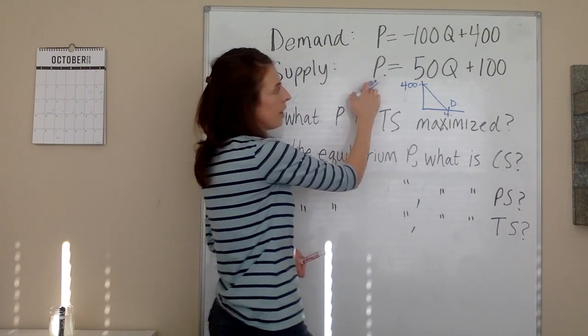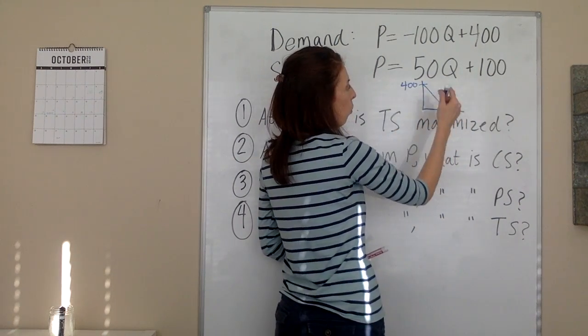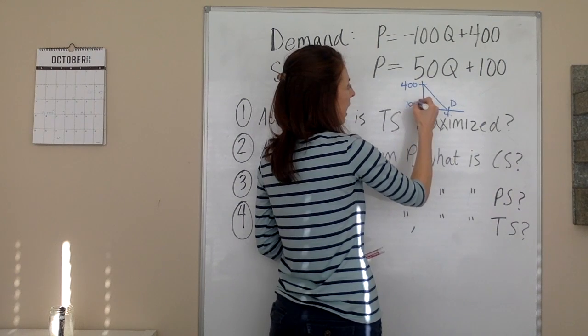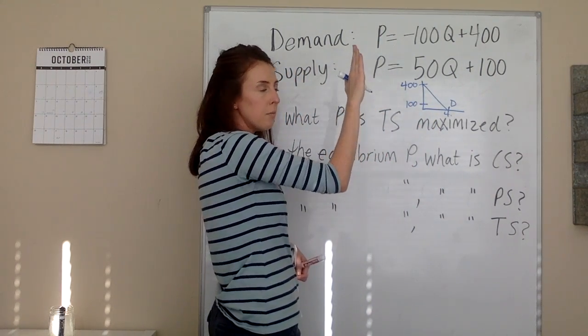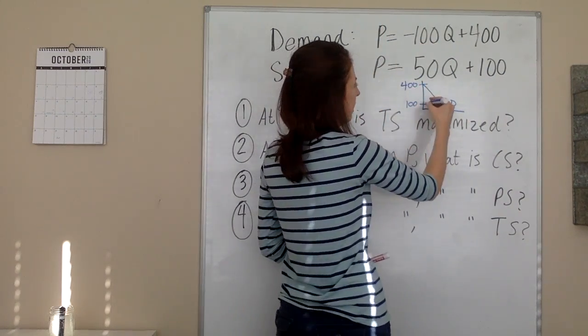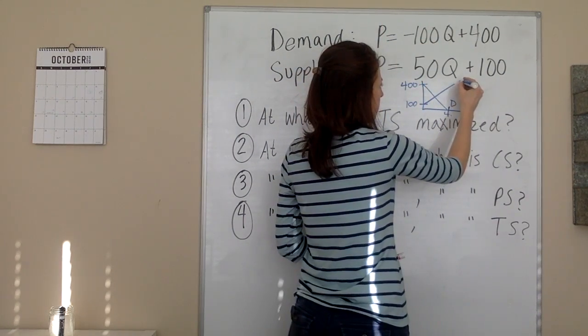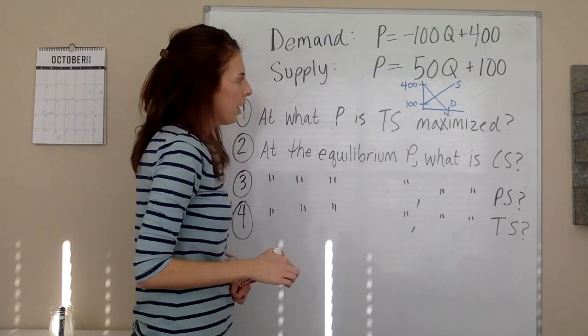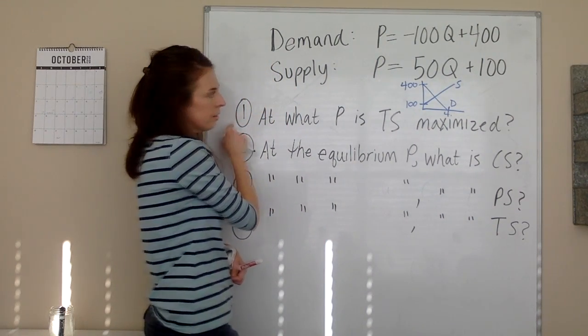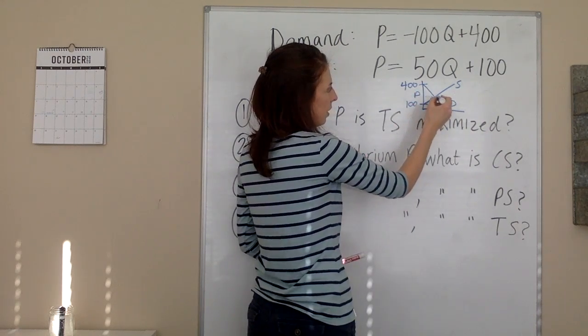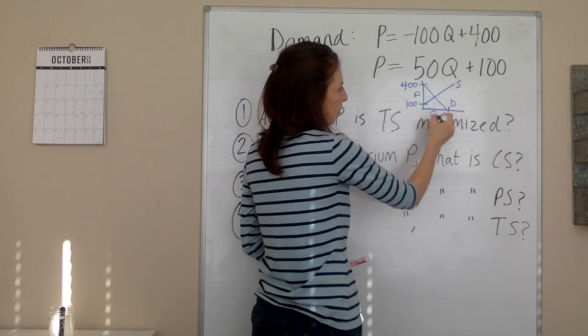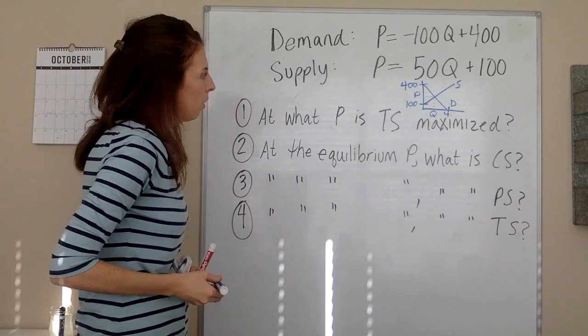Okay, supply has a price intercept at 100, and then it has a slope of positive 50. So you're going to go up 50 over 1, up 50 over 1, up 50 over 1. So that's going to give you a supply. Okay, your answer to number 1 is going to give you a particular price level, and then you also implicitly solve for an equilibrium quantity level.